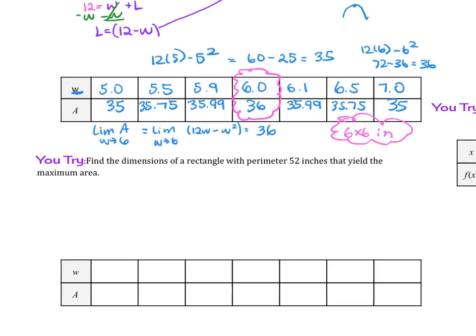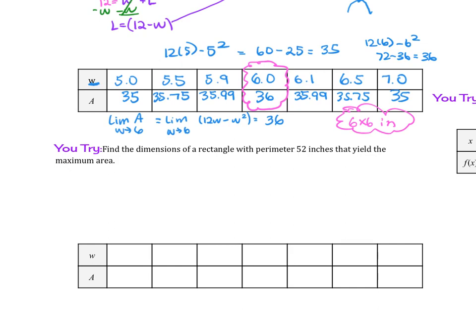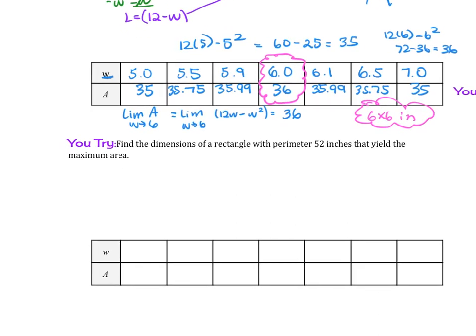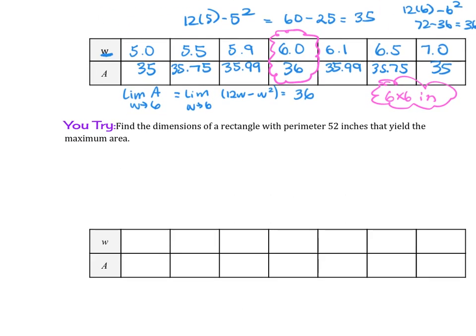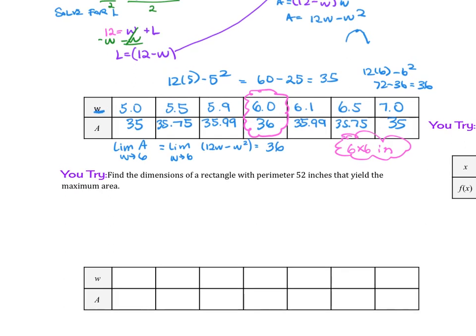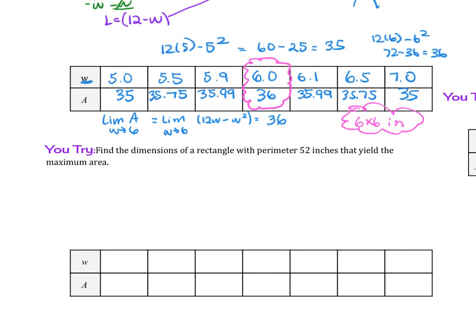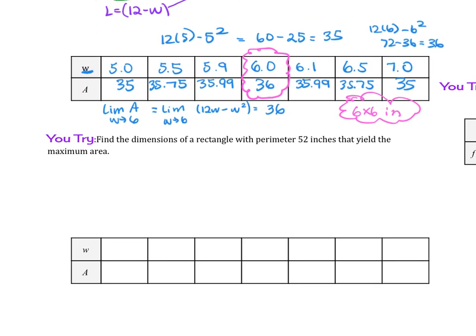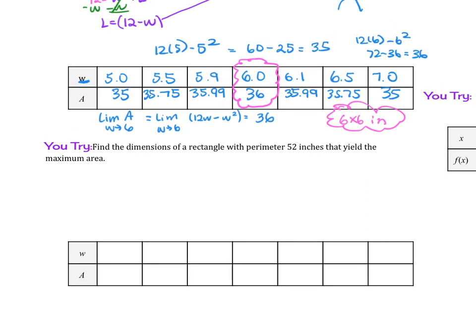So try this next example. Find the dimensions of a rectangle with perimeter 52 inches that yield the maximum area. Now try to see if you can figure out what that maximum number is going to be by thinking about a parabola, the intercepts, and things like that to help you out. And then I do want you to use a table. The numbers will be very similar to that, right? We know that 6 is the vertex here. So just pick numbers to the left and to the right of that, and get practice plugging them into your calculator and filling out the table.